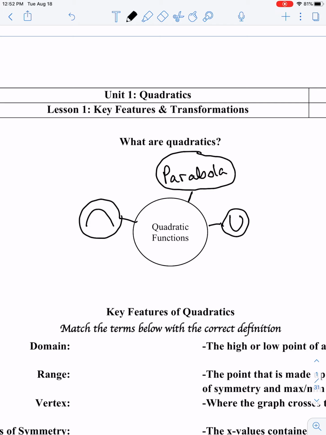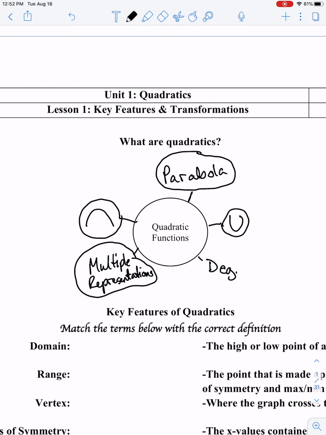You can represent it in many different ways, so I will say it has multiple representations. And then last but not least, it has a degree of 2. So basically the variable with the highest exponent has to be a 2.